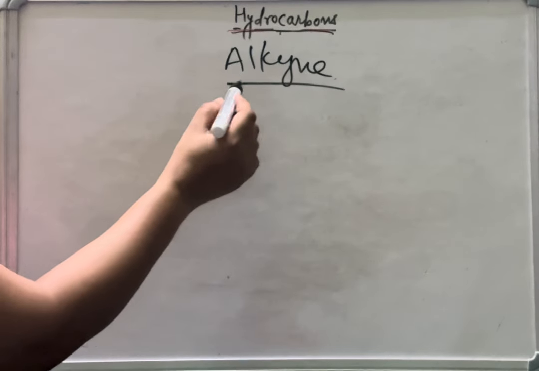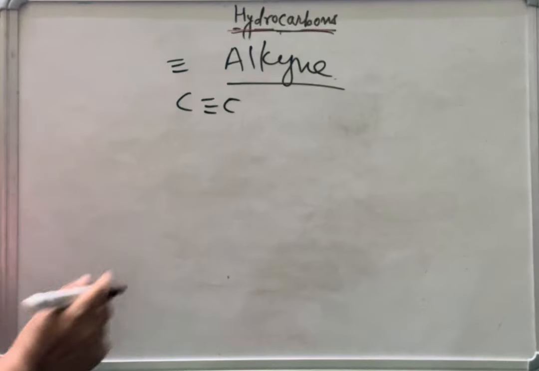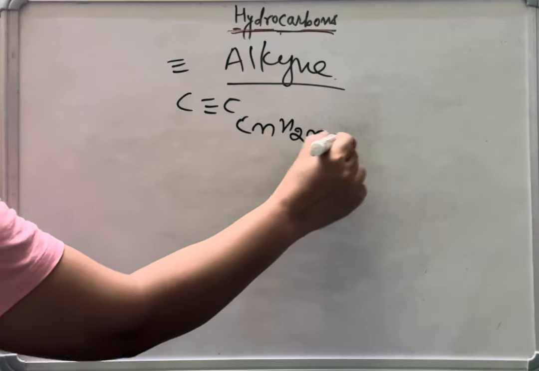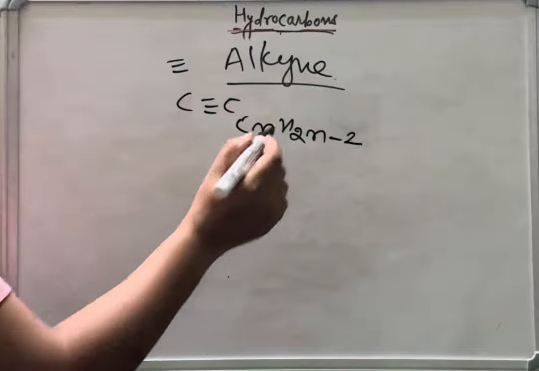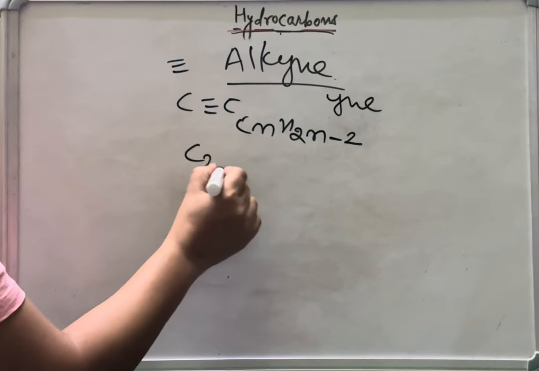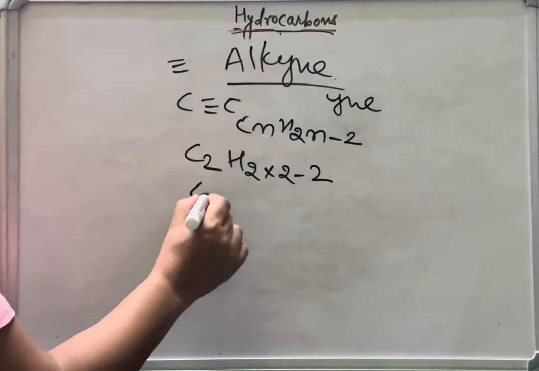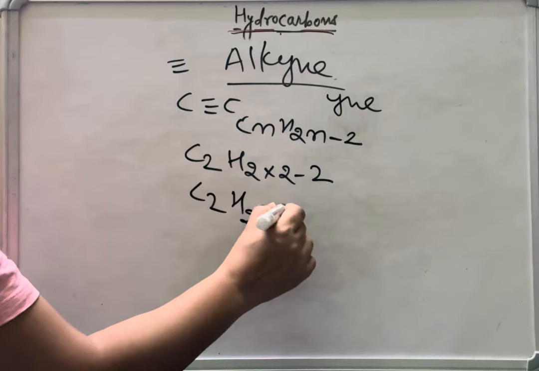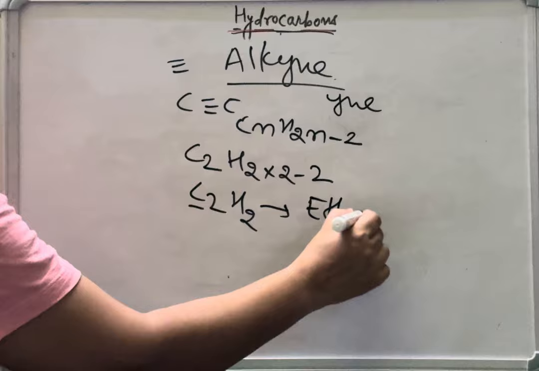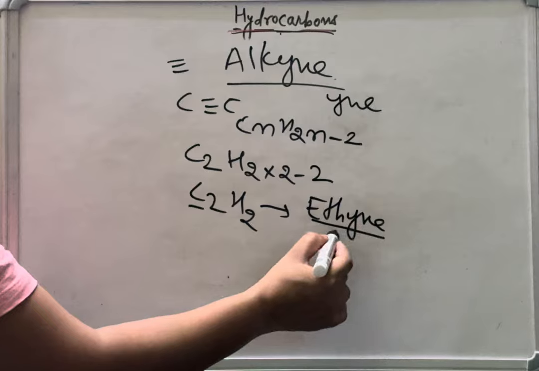Next, unsaturated hydrocarbon is alkyne. It contains a carbon-carbon triple bond. Its formula is CnH2n-2, and the suffix is yne. So if carbon is 2, then H is 2 multiplied by 2 minus 2, so it becomes C2H2. It stands for 2 carbon, eth, and the suffix of alkyne is yne, so it becomes ethyne.